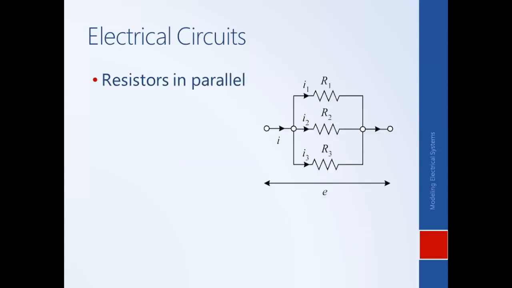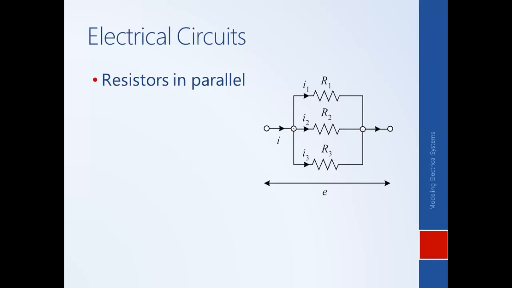Now we will discuss resistors in parallel. Since voltage is a potential difference and all three resistors are connected together at the same node on the left-hand side and the same node on the right-hand side, the potential differences across all three resistors is equal, and we will define that to be E. The current through the individual resistors, however, can be different.